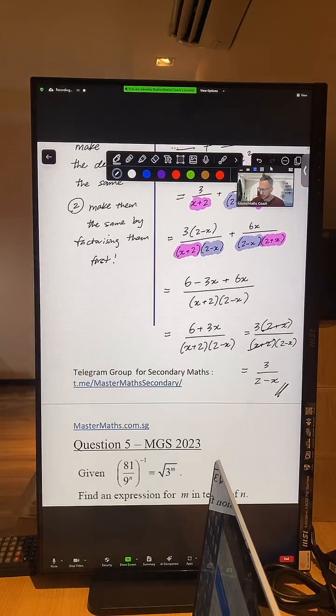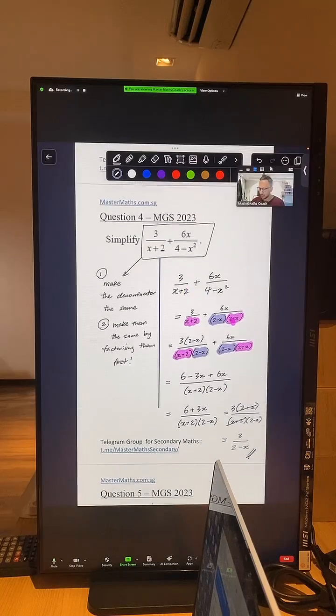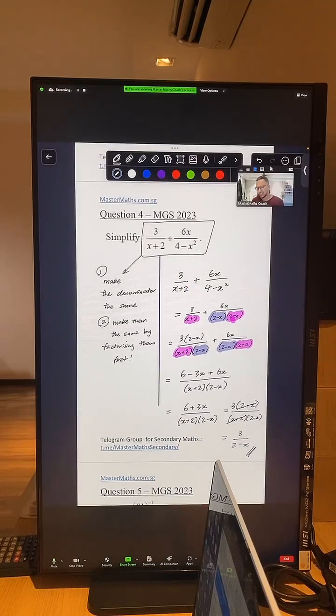So this is a question from the prelim paper of Methodist Girls Secondary. I believe MGS is Methodist Girls Secondary lah. It's quite a good school lah. I think it's in the Bukit Timah area. This was their prelim paper in 2023. So some of y'all might know someone who's from that school, or some of y'all might be from that school. So this is the prelim question that they had last year.